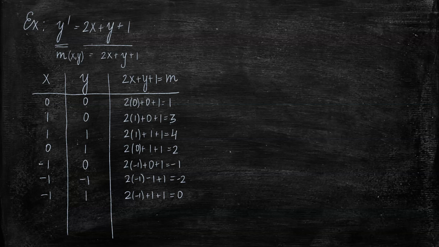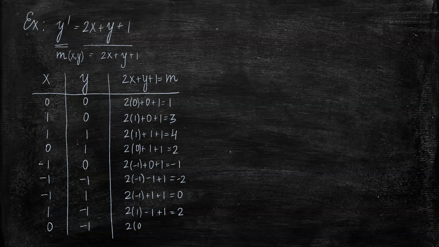Let's do a couple more. So we tried negative 1. Let's do 1, negative 1. So what do we have? 2 times 1 minus 1 plus 1. That's 2. And let's also try 0 and negative 1.